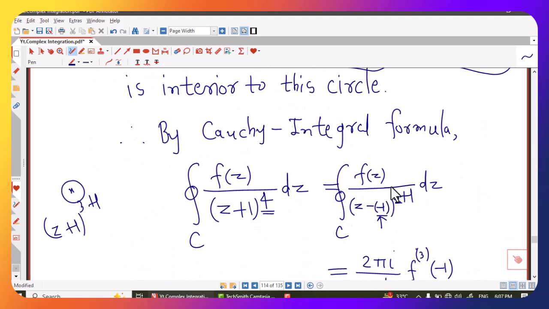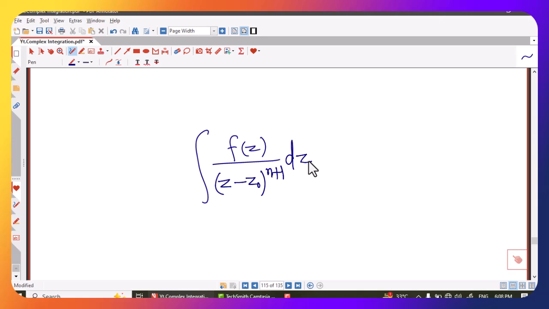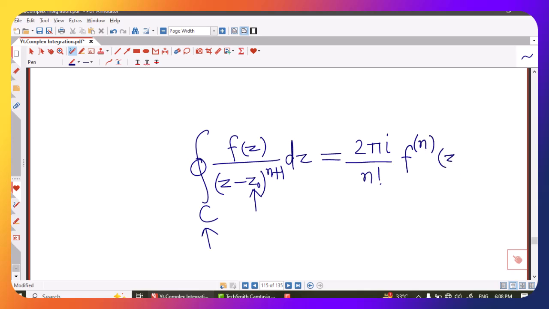So this is very easy, but you can apply this extension of Cauchy-Integral formula only when your integral is in this form and this function f of z is analytic everywhere inside and on this simple closed contour C, and this point z0 is inside this simple closed contour C. So if these conditions are satisfied, then value of this integral is 2 pi I divided by n factorial, value of nth derivative of this function f of z at this point z0, and here we can write n starting with 0, 1, 2, 3 and so on.